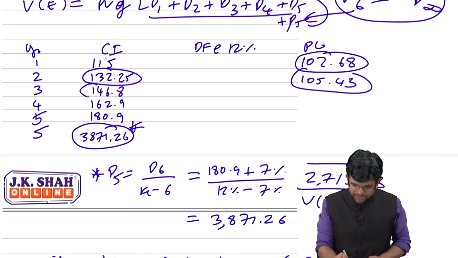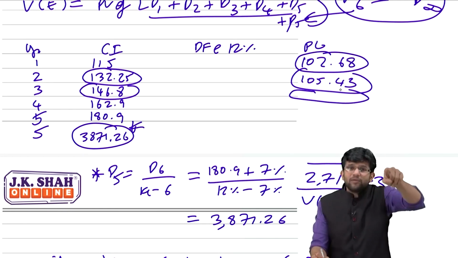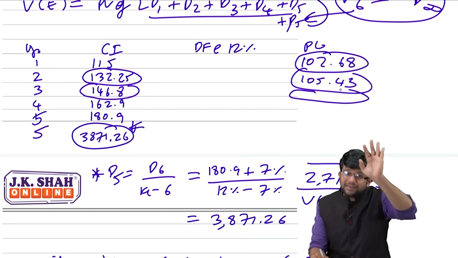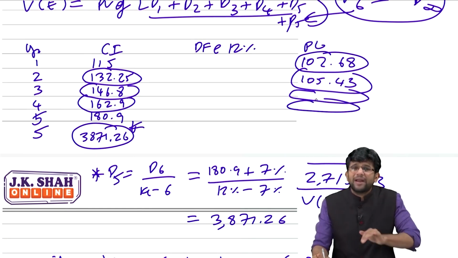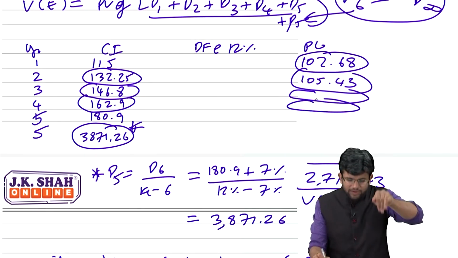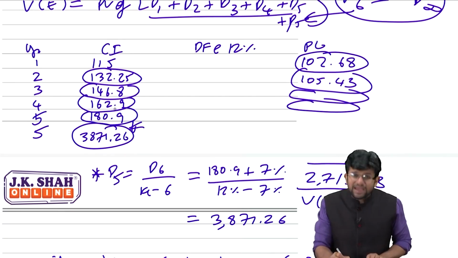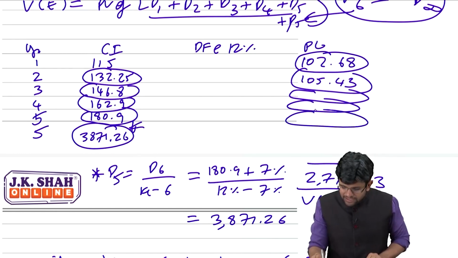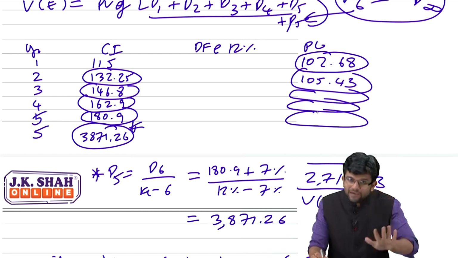Like that, students, if I discount 146.8, I'll get what I'm ready to max pay today for 146.8 I'm expected to receive in 3 years time. If I discount 162.9, today's value is nothing but what I am ready to max pay today for 162.9 rupees I'm expected to receive in 4 years time. If 180.9 I discount for 5 years separately, this is what I'm ready to max pay today for 180.9 I'm expected to receive in 5 years time.